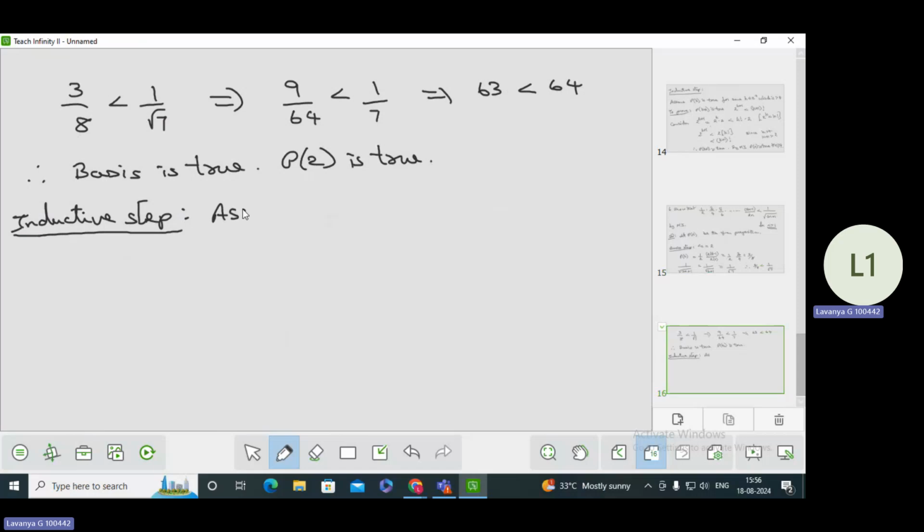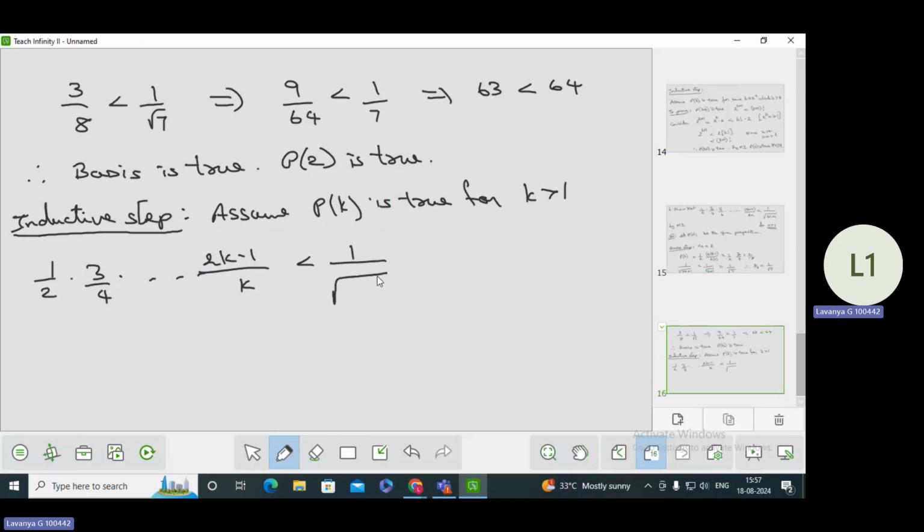So we assume P of k is true. Assume P of k is true for k greater than 1. So I will have 1 by 2 into 3 by 4 into etc. 2k minus 1 by 2k is strictly less than 1 divided by square root of 3k plus 1. Okay, we are going to take this to be true. So let me take it as my equation number 1.